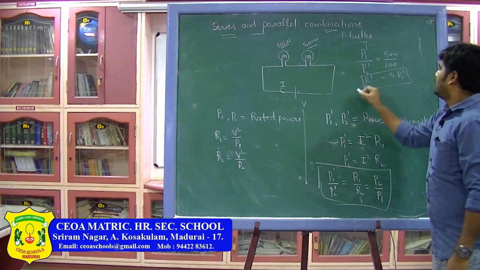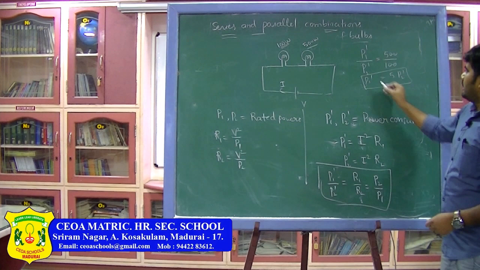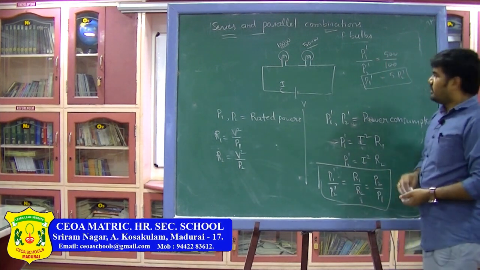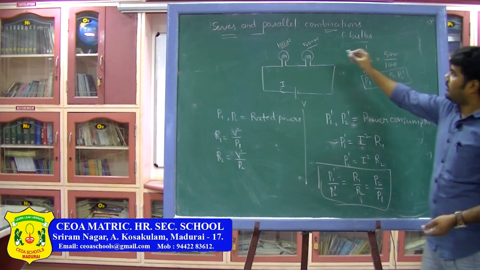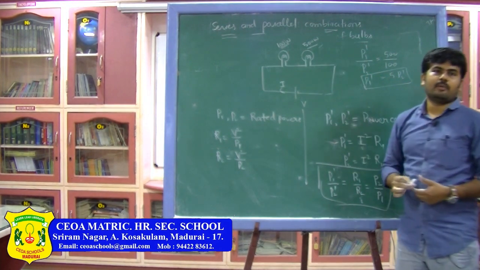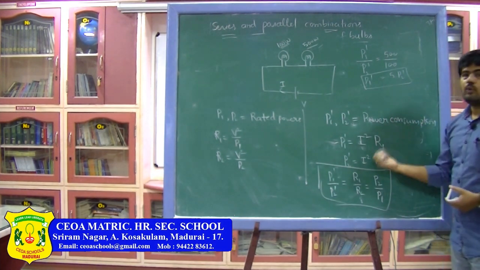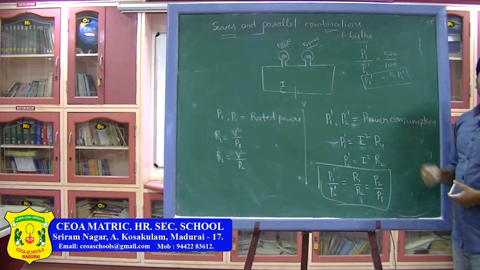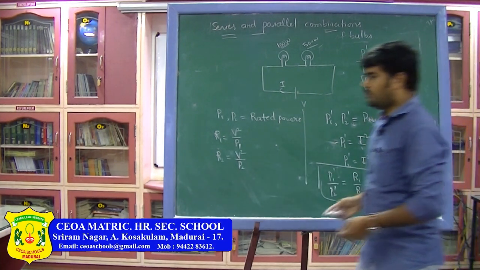That means here you can clearly observe that the power consumption by the first bulb of wattage 100 is equal to 5 times the consumption of power by the second bulb. That means in series combination the bulb with low wattage will be glowing brighter than the bulb with higher wattage. So this is an important conclusion.